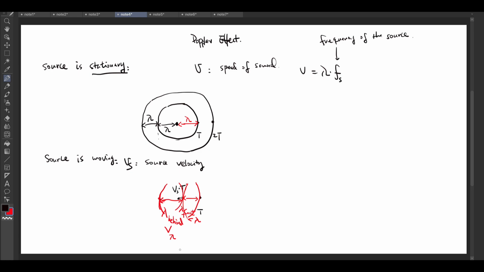Okay. Now, how to calculate these two values? How to calculate lambda front and lambda behind? So we notice that the lambda front is given by the original lambda subtracting the source movement along this direction in time capital T. Okay, so we should do lambda minus Vs times T, and that should give us lambda front. And lambda behind is the opposite. It's lambda plus Vs times T.